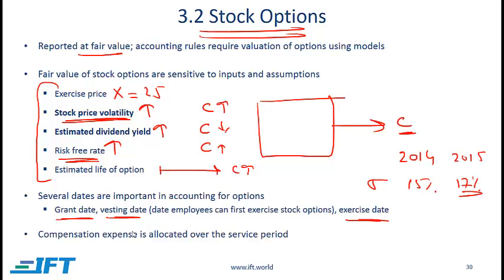The compensation expense is allocated over the service period. So if the value of options being given, let's say, is 100 million, and those options are based on a service period of 4 years, then we allocate this expense equally over the 4 years.